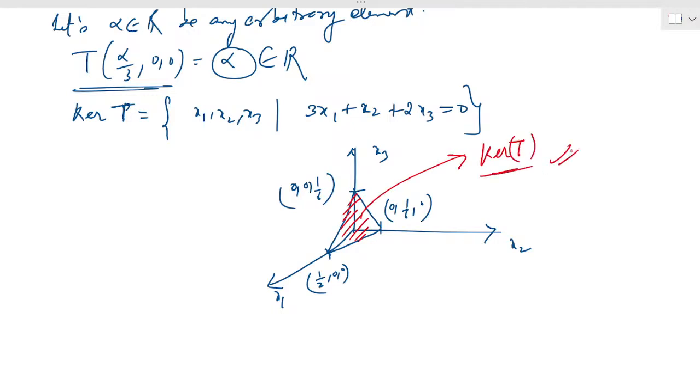Is that clear or not clear? Please let me know. See, kernel is all those elements x1, x2, x3 such that 3x1 plus x2 plus 2x3 becomes 0. And if 3x1 plus x2 plus 2x3 is 0, understand that this is an equation of a plane. So this kernel of T would be nothing but a plane in R cube. All these points form what is called the kernel of T. I hope it is clear.